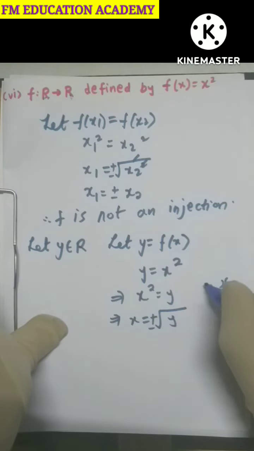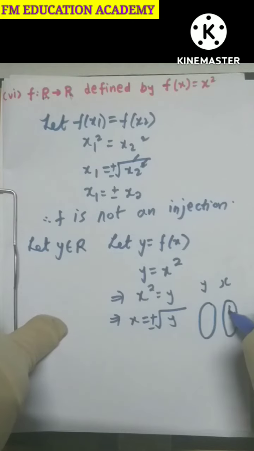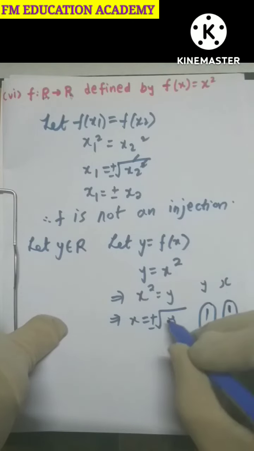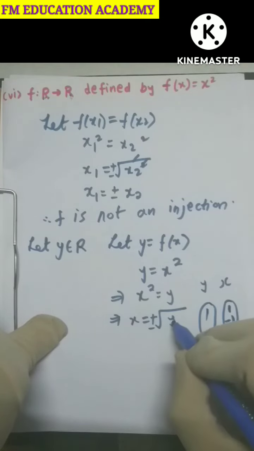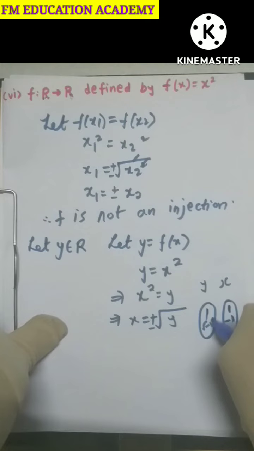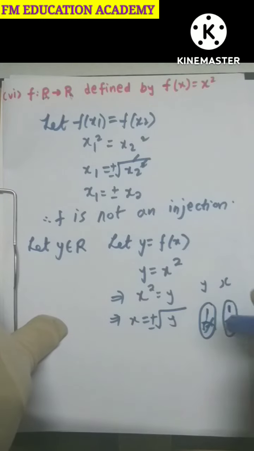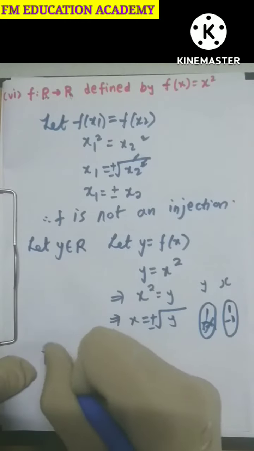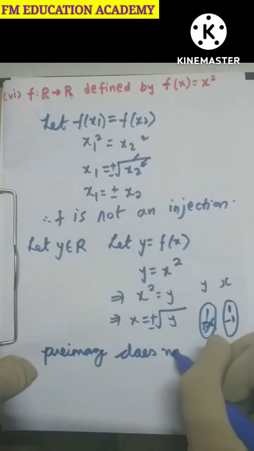And now let us see whether we are getting a pre-image or not for negative values. We know that if y is plus 1 here, root plus 1 is plus 1 only. And if y is minus 1 here, then root minus 1 cannot be found out, because we know root of negative numbers cannot be defined. So here we are not getting an image of x in y here. Pre-image we are not getting. So we will say that pre-image does not exist for negative values.